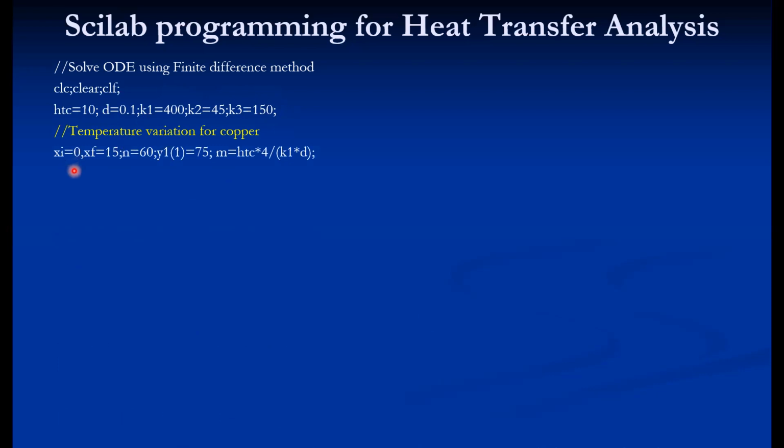Now the X values. X is the length of the fin, so Xi is equal to 0, Xf is equal to 1. You can write XL also here. No issues, any notation you can use. Only the typical Greek symbols are not available. That's why instead of theta, we are using Y, with a bracket term for the particular point.